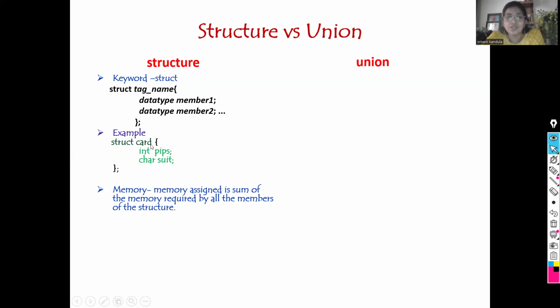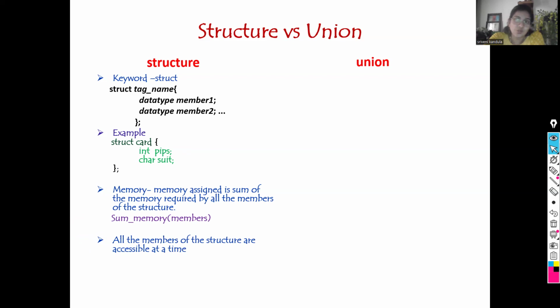Okay, so if you see the case of this, for int, it takes 4 bytes. For char, it is 1 more byte, 4 plus 1. 5 bytes are required for this structure card. And then all the members of a structure are accessible. Okay, so that means you can assign values to all the members of this structure and you can read values for all the members of this structure.